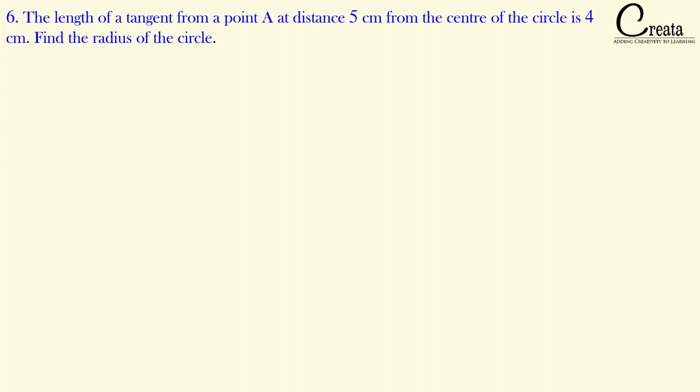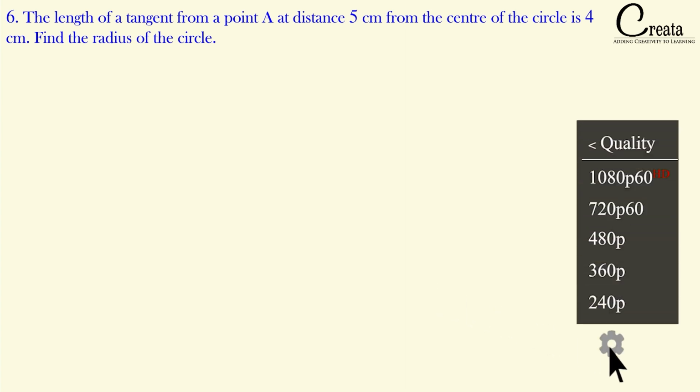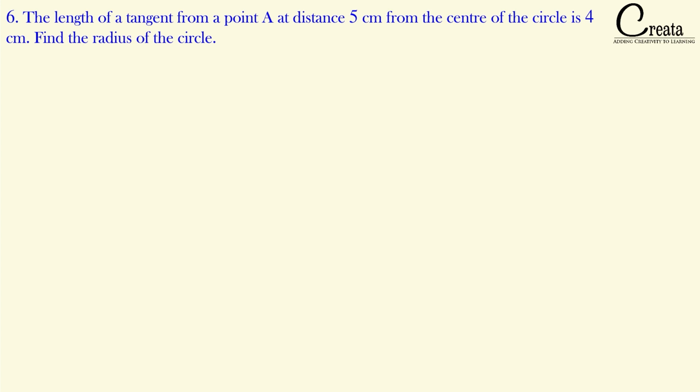Let's start with question number 6. The length of a tangent from a point A at a distance 5 cm from the center of the circle is 4 cm. Find the radius of the circle. So this is the question. The wording of the question is slightly tricky. So firstly, let's understand the wording.